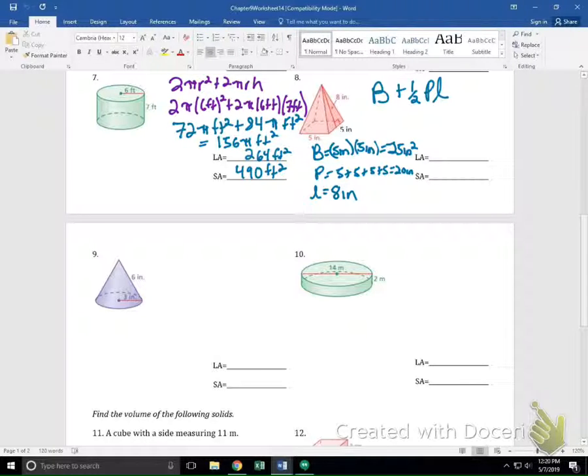So now I substitute all these in, which gives me 25 inches squared plus 1/2 perimeter of 20 inches times 8 inches. We see here that 2 goes into 20 10 times. 10 times 8 is 80 inches squared plus 25 inches squared. We add both those up together. My total surface area is 105 inches squared. Remember that your lateral area is the second half of your equation, which means that it's the 80. So that gives me 80 inches squared.